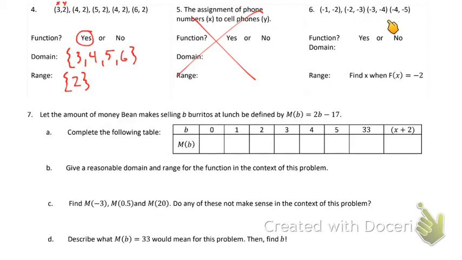Any other -3s with a different price? No. And -4 has a price of -$5. So there is no other -4 with a different price. That means this is a function. Our domain, we would list all our inputs, all our x values, which is the first number in our ordered pair: -1, -2, -3, and -4. Our range is the outputs, the y values. So I'm going to list all the y values: -2, -3, -4, and -5.